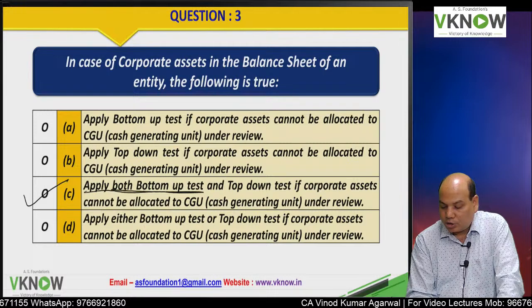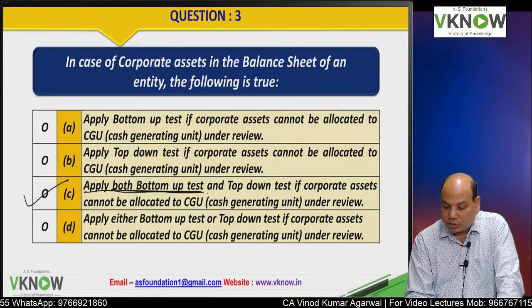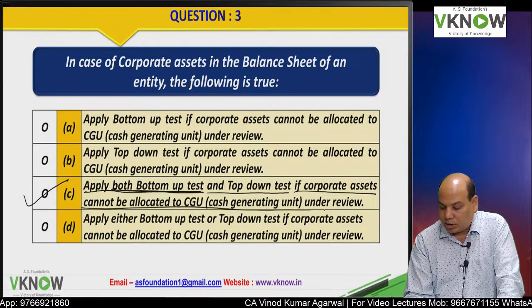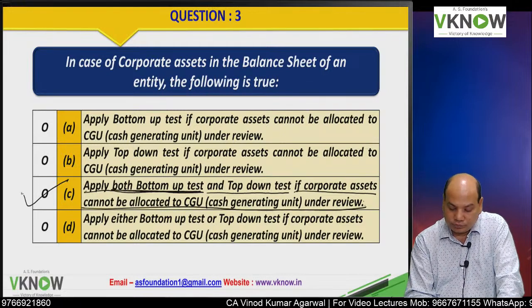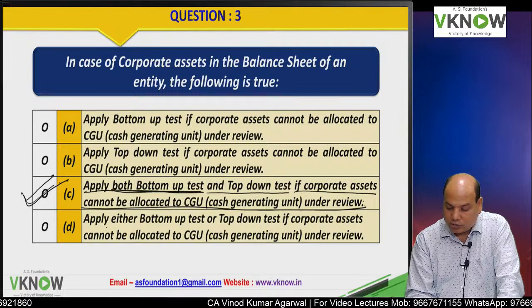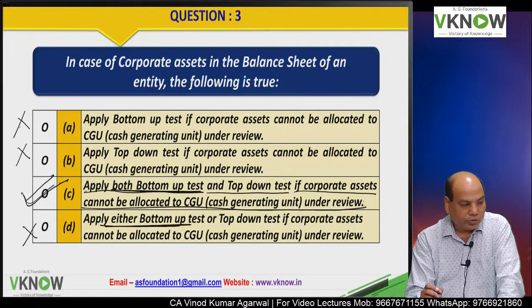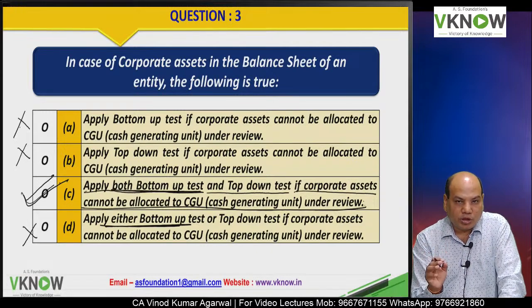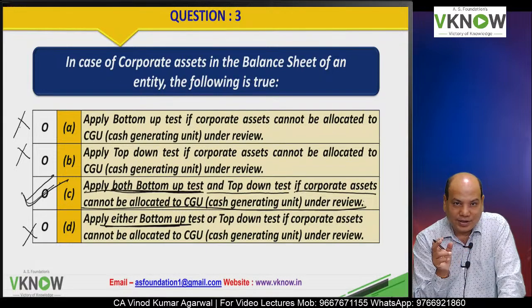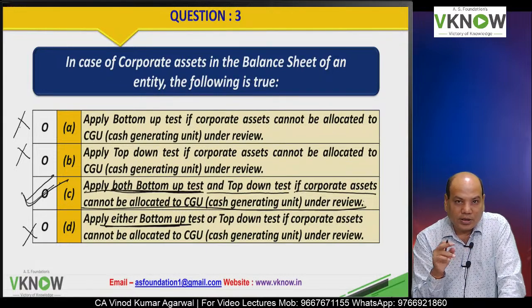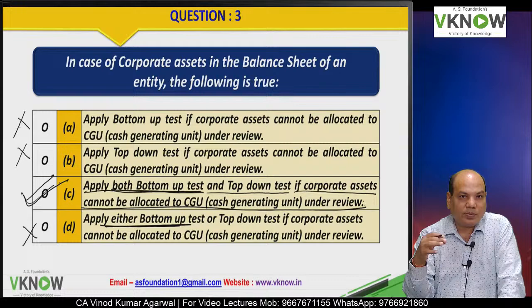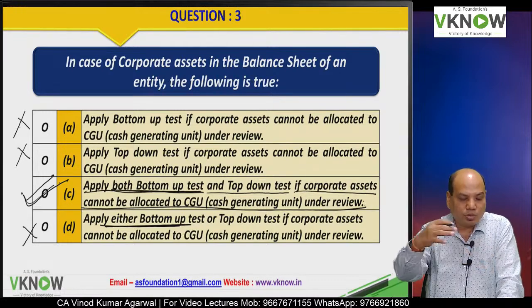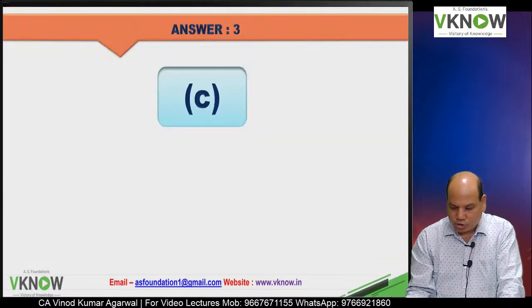First you apply the bottom up test, then apply the top down test if the corporate asset cannot be allocated to the CGU under review. And the last one is either or. There is no either or. The process is first apply the bottom up test without allocating the corporate asset in this example, and then apply the top down test by allocating the corporate asset to the larger CGU.